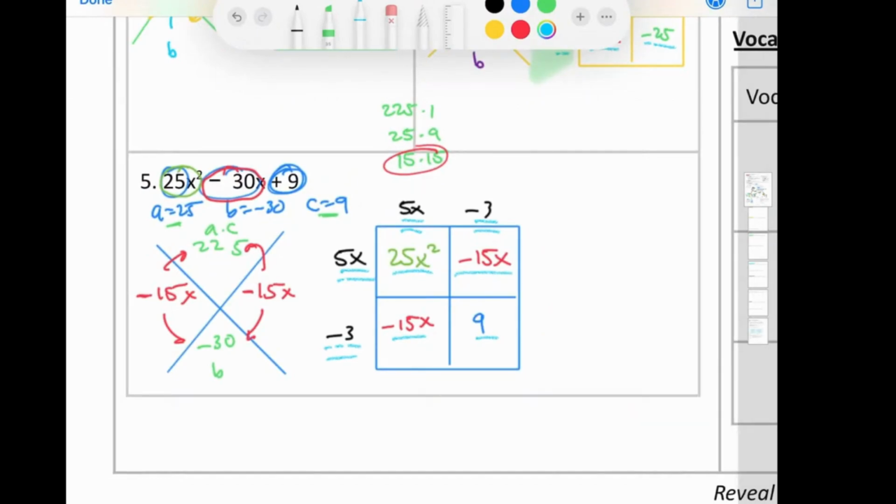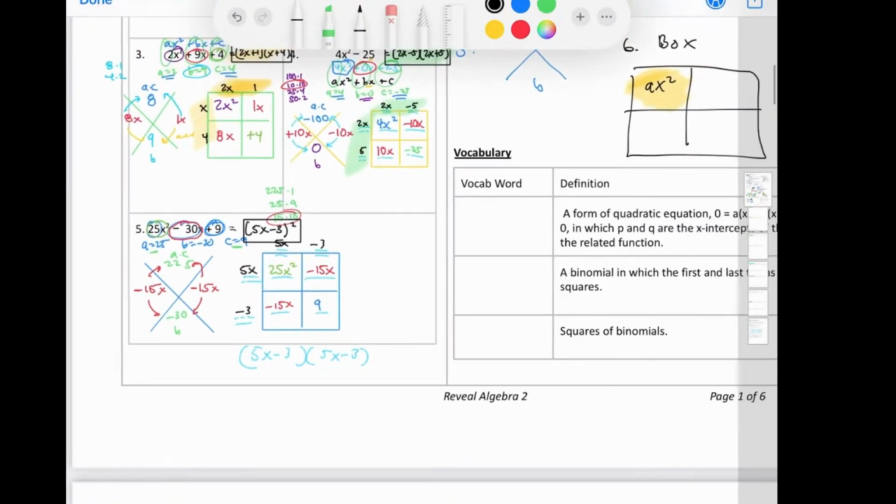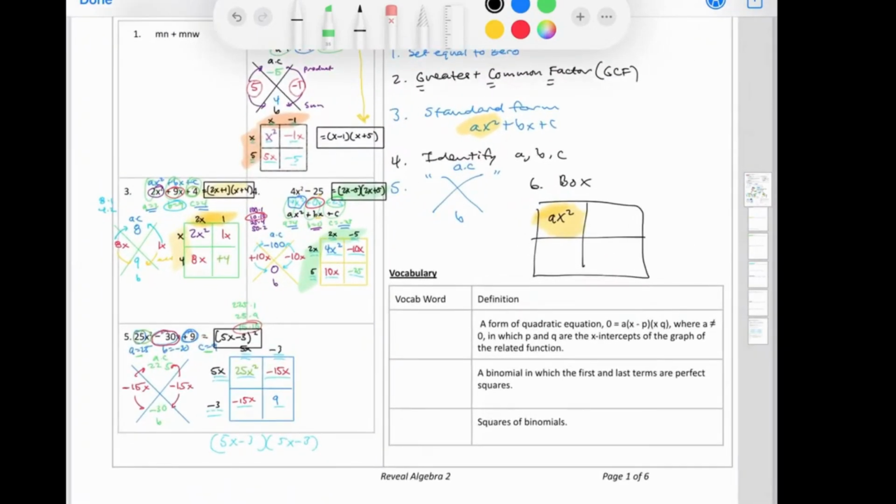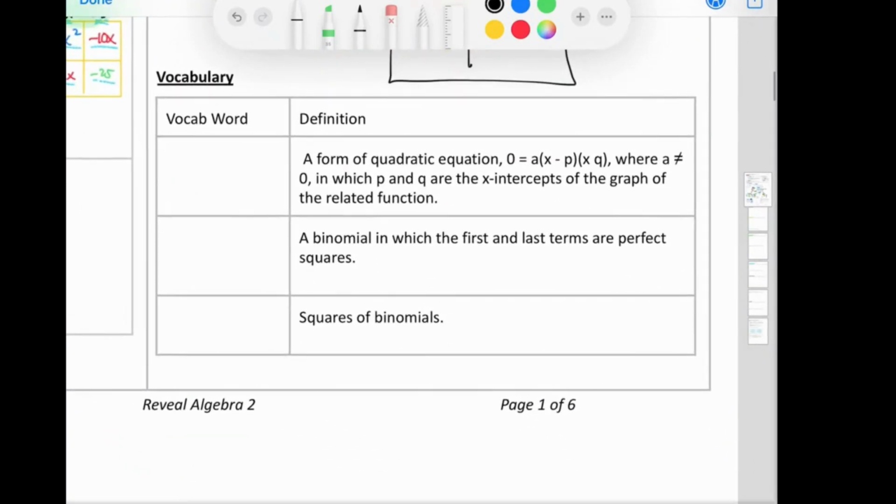Okay, so if I get these answers, 5x minus 3 and 5x minus 3, well, they're the same. And if they're the same, you basically have how many of those? You have 2. So we can say 5x minus 3 squared, okay? And that's the warm-up. Sorry, I didn't say question number 1, but you can just rewind there.